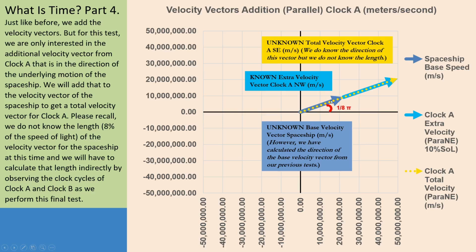And here we have the extra velocity vector that we're adding from the clock accelerator, and that's the light blue, and this we know. And then we have the base velocity of the spaceship, which is this darker blue, which we do not know, but we know the direction. And that gives us a total velocity vector, this dotted yellow vector, which is unknown. And we will have to calculate that length in the future when we get more information. But we do know the direction of this total velocity vector.